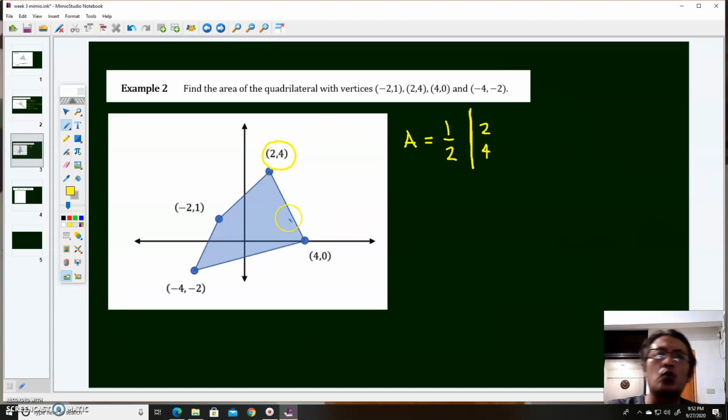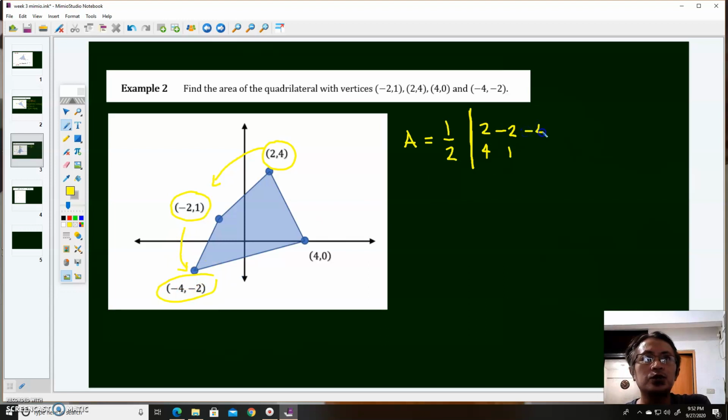And then we move clockwise or counterclockwise. It's really up to you. But for me, I have been accustomed to moving in this direction, counterclockwise. So my next vertex is negative 2, 1. Let's put it here. Then my next vertex is this one.